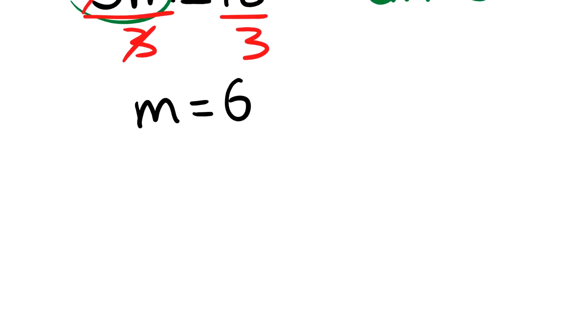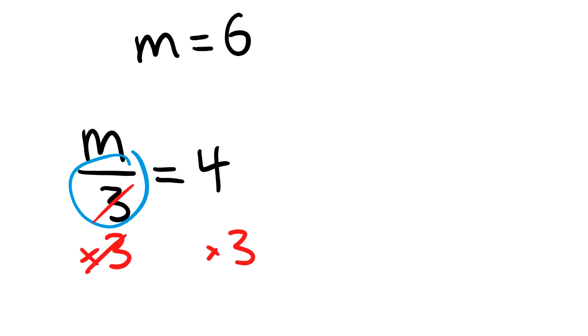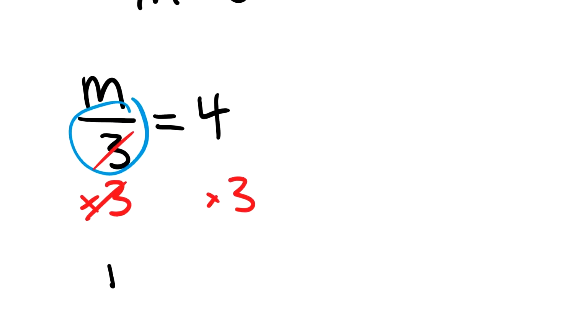We'll do one more. Here we have m over 3 equals 4, and this is the same kind of concept. I don't want this divided by 3 down here, because remember, that's just divided by when it's shown as a fraction. And the inverse of division is multiplication. So those are going to cancel out, and we're left with our m still, equals 4 times 3, which is 12.